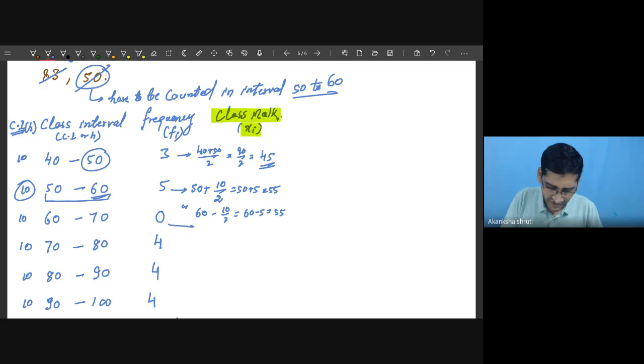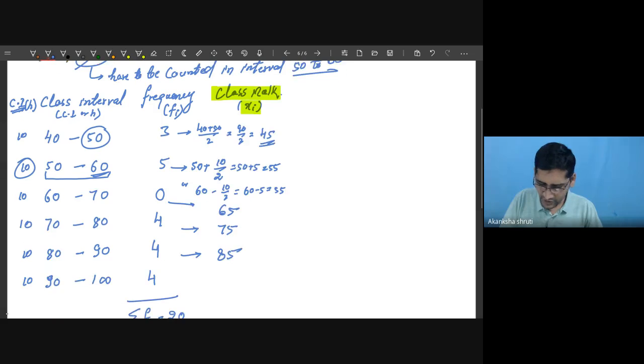Now let us come to 60 to 70. What is that? Class length for 60 to 70 is 5. So 60 plus 5 is 65. You can write quickly. 70 to 80, in between this is your 75. 80 to 90 is 85. 90 to 100 is 95. That's all. So the calculations are very easy.